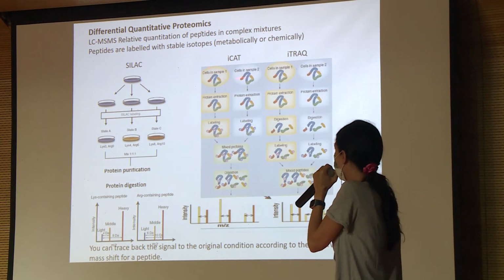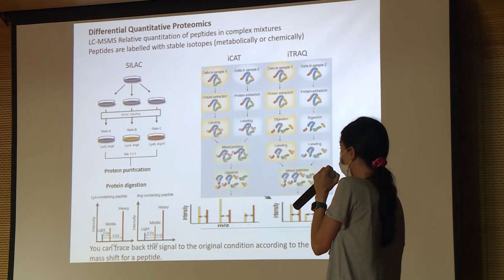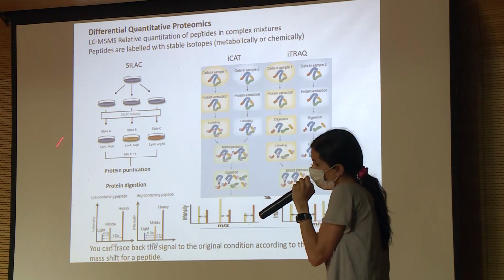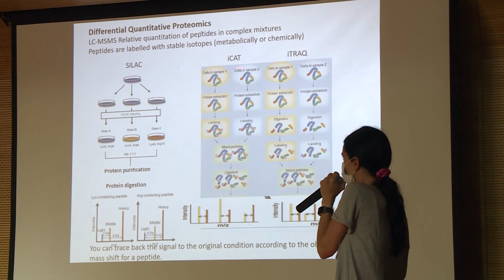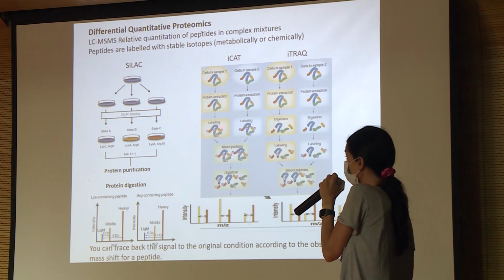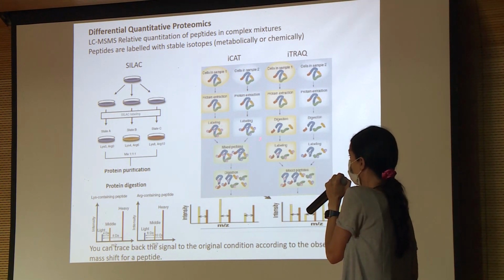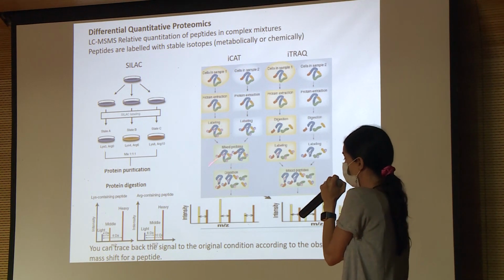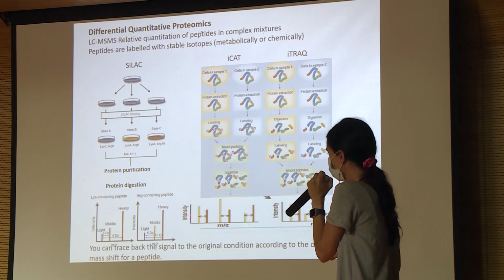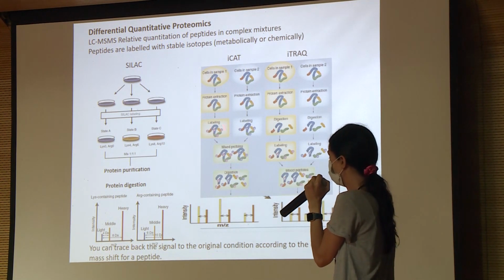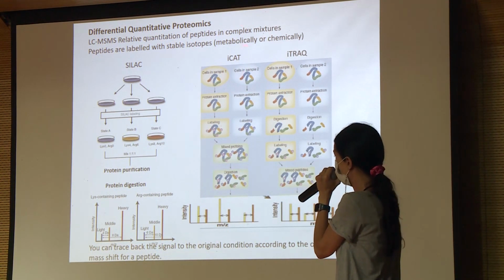Then we have this ICAT and ITRAC, which are pretty similar. ICAT is hardly ever used. It had a very short period of popularity. ICAT labels the whole protein, so you label before you digest. So you label, you mix, and then you digest. And again, you can trace it because of the mass shift. It labels cysteines, that's why it has this name.